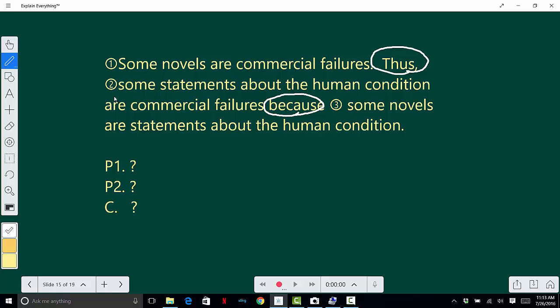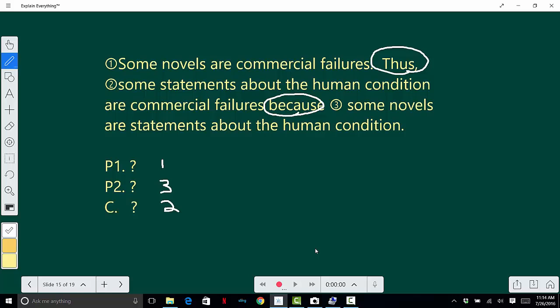For what we have with 2 and 3, it says some statements about the human condition are commercial failures. Why is that true? Well, because some novels are statements about the human condition. So 3 and 1 are supposed to be our premises, or are our premises, and they are the support. They're supposed to be what suggests that 2 is true.